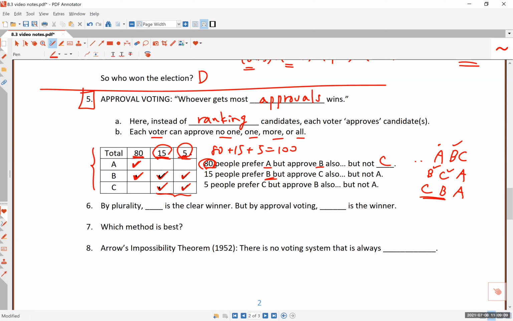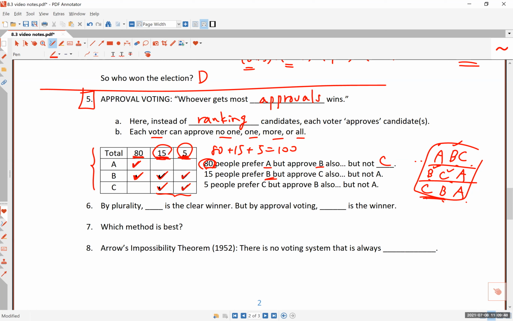I notice here in the approval ballots, these 15 and 5 people will have identical check marks. Both B and C are approved by these two groups of people, but in reality, their favorite candidates are different. The first 80 people would rank A, B, C in that order. 15 people would choose B, C, A in their order, and the last 5 people rank them C, B, A in that order. But when they do the approval method, then the 15 people and 5 people would have the same types of approval, because both of these groups of people think that B and C are okay to do their job.